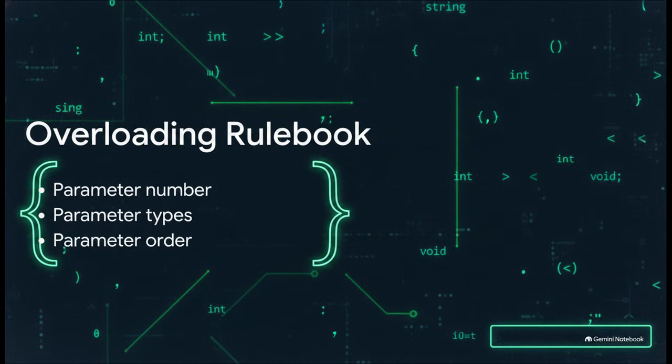Here is your ultimate rulebook. To successfully overload a method in Java, meaning using the same method name multiple times in the same class, you absolutely must alter at least one of these three things in your parameter list: the number of parameters, the types of those parameters, or the order of the parameter types. Let's actually look at how each of these plays out in practice.